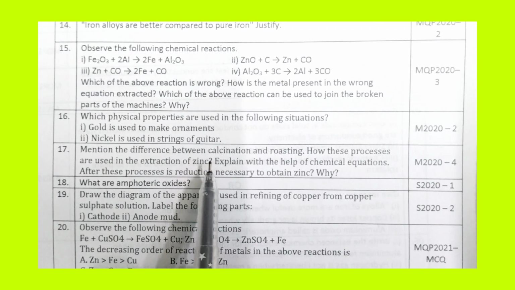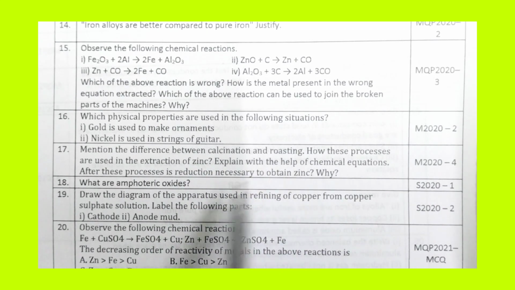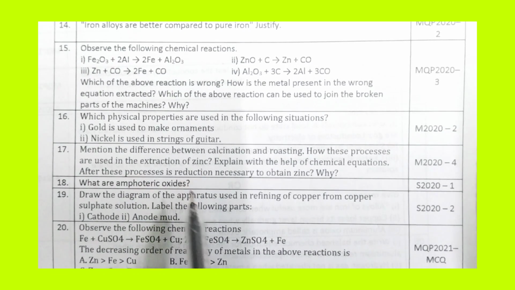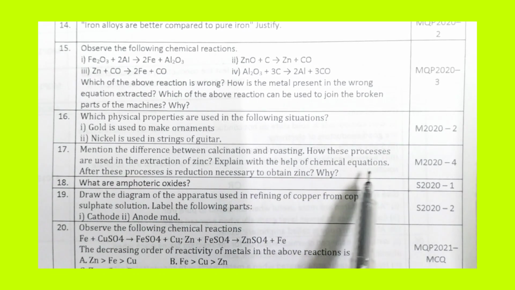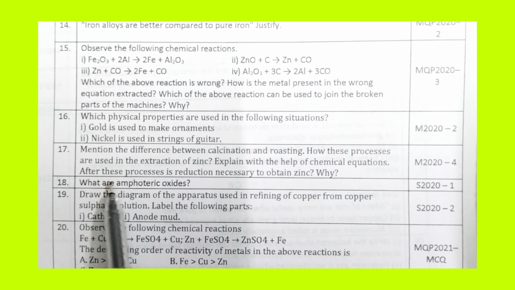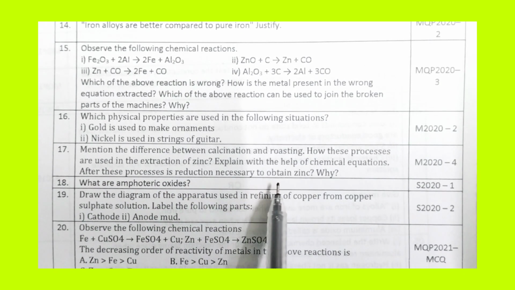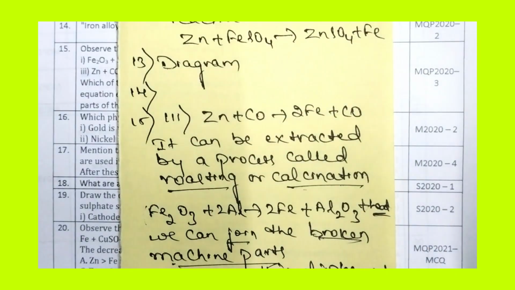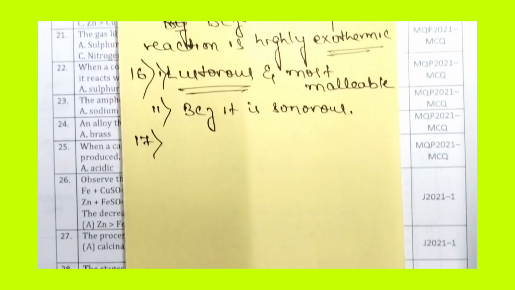Mention the difference between calcination and roasting. How are these processes used in the extraction of zinc? Explain with the help of chemical equations. After this process, is reduction necessary to obtain zinc? Why? So now let us answer the question. First let us answer it. The differences between roasting and calcination.